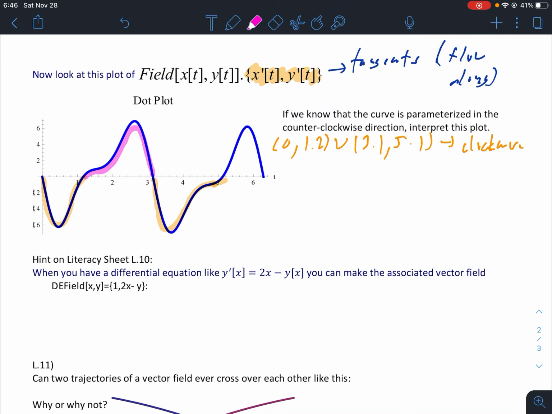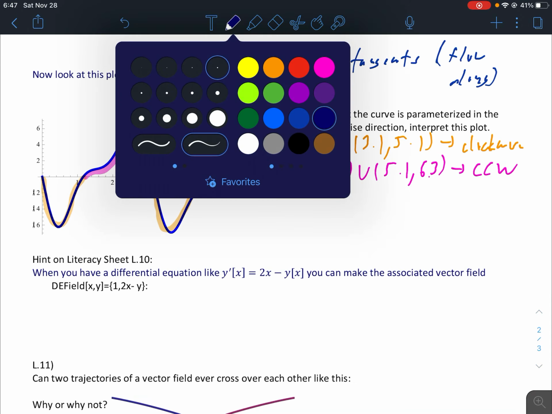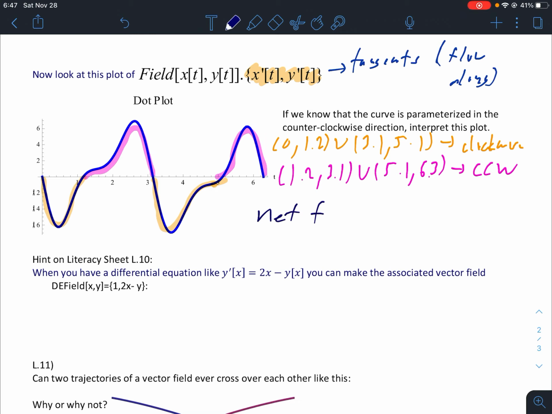But these areas are positive, so just kind of making up numbers here. About 1.2 to 3.1, and then 5.1 to 6.3 is positive on the dot plot, so that means this must be a counterclockwise flow along. And it looks like those two are going to cancel each other out. So overall, I would say that the net flow along of this vector field across whatever curve we're looking at here must be 0.